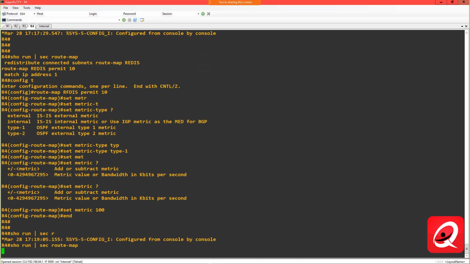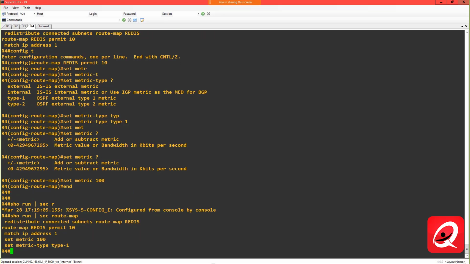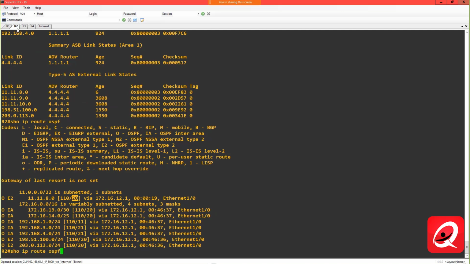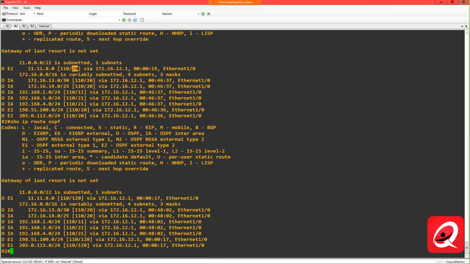OE1 routes are still considered type 5s. Don't get confused if somebody says they're coming in as type 1. You have to clarify, are you talking about OE1 or are you talking about type 1, right? LSA type 1. So now if I go to router 2 and I take a look at the route, you can see now that it's coming in as an external type 1, OE1, and the seed metric that we injected was 100, and we're now accumulating the path cost along the way for the additional links between router 4 and router 2.